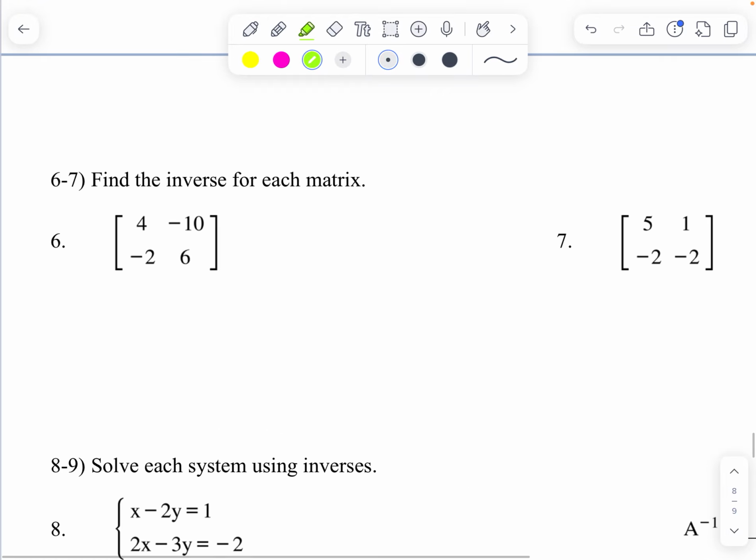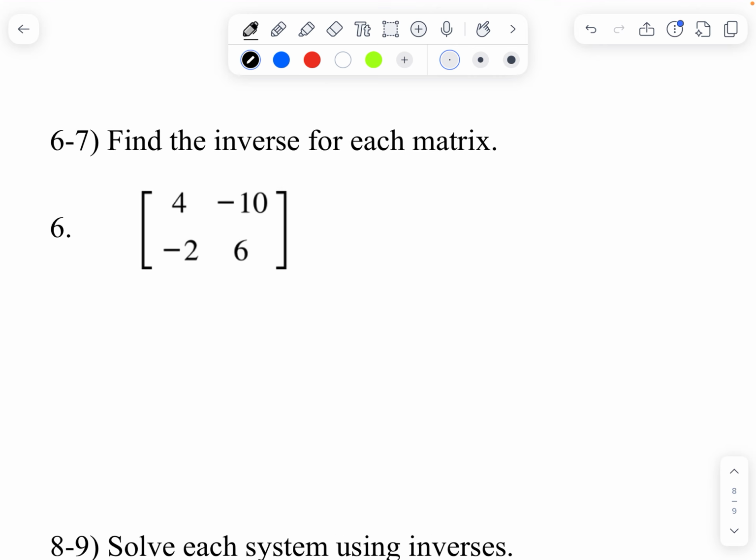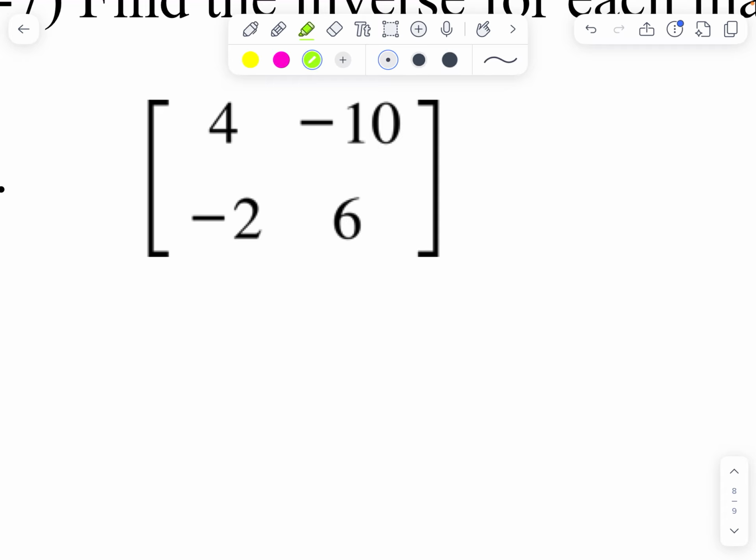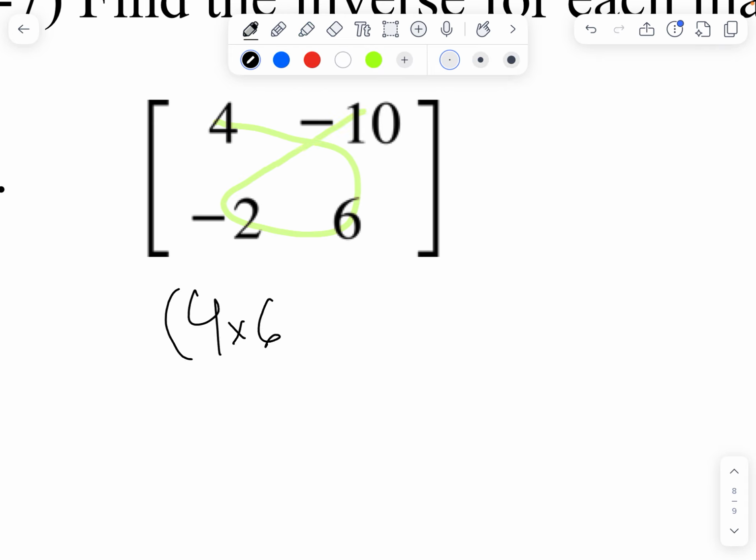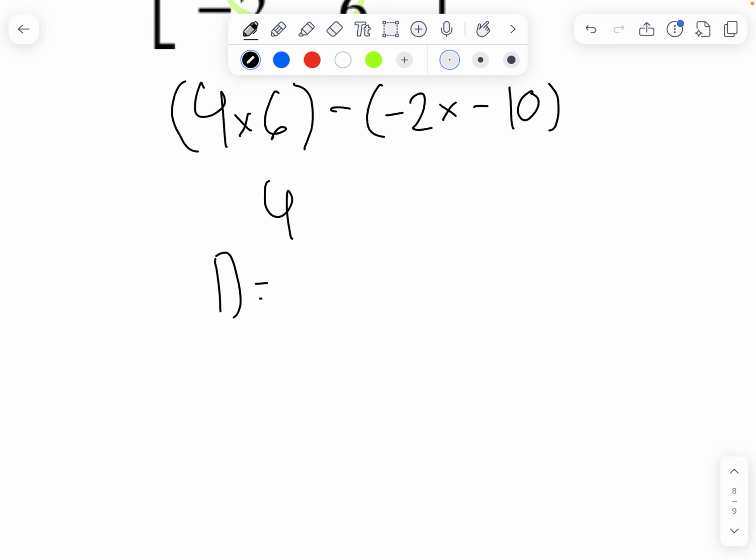And the last two questions. Okay. So, doing the determinant like this, 4 times 6 minus negative 2 times negative 10, and that would equal 4. So D equals 4.